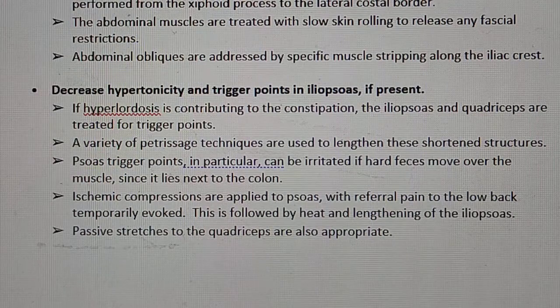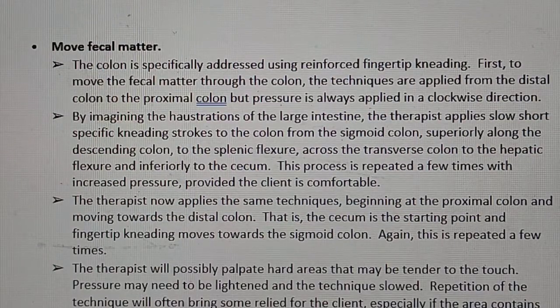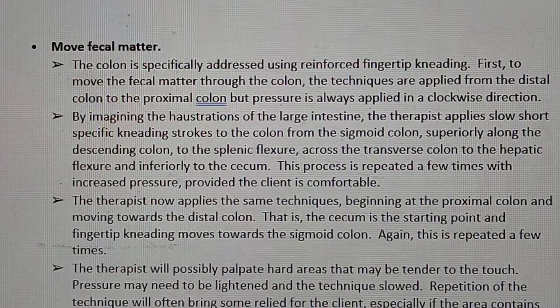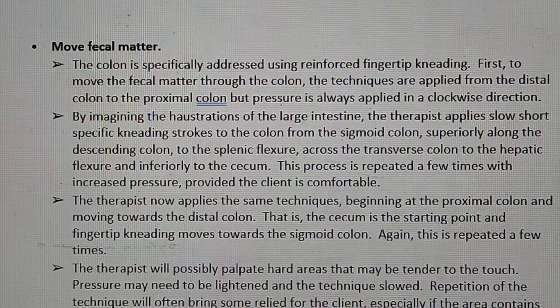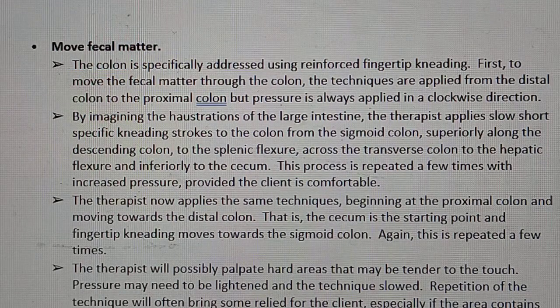Okay, so you have to move your fecal matter. You have to do bowel movement. So information on how to do this is here. Just read on this, guys. Take a look at this.